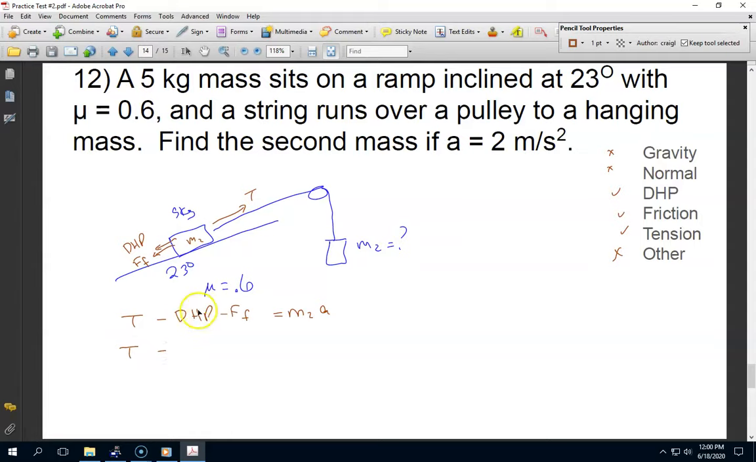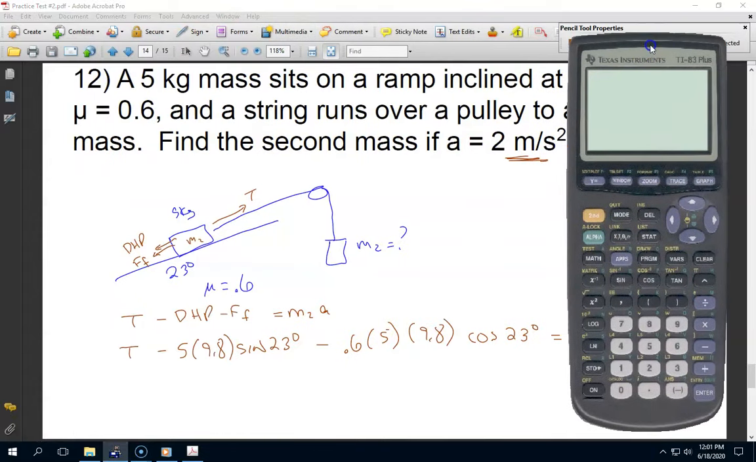This is going to be mg sine theta. So I'm going to go ahead and put 5 times 9.8 times the sine of 23 degrees. And the force of friction on a slope is going to be mu mg cosine theta. So that's going to be 0.6 times 5 times 9.8 times the cosine of 23 degrees. There's my friction. And over here the mass again is 5 kilograms, and they give me an acceleration of 2 meters per second squared. All right, actually the funny algebra thing's not going to happen here. Here's a whole bunch of numbers. I want to get a single number out of that.